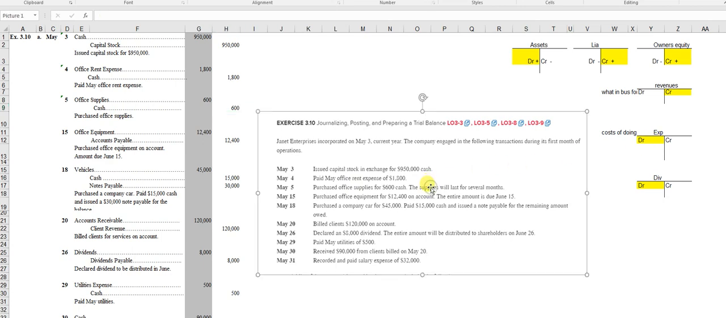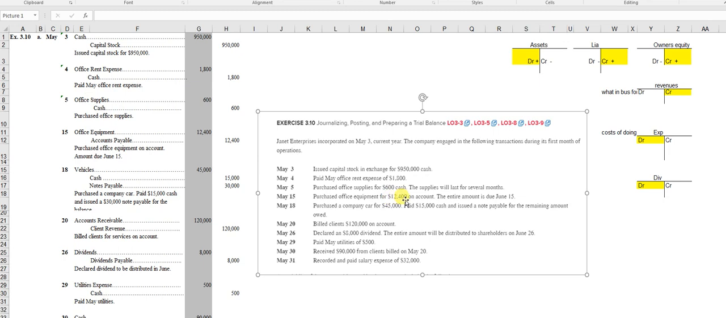However, the supplies will last for several months, so I put them into an asset account called office supplies, and as I use them up, I'll take them out of office supplies and put them into office supplies expense. But for now, before they're used up, I put them into an asset called office supplies.